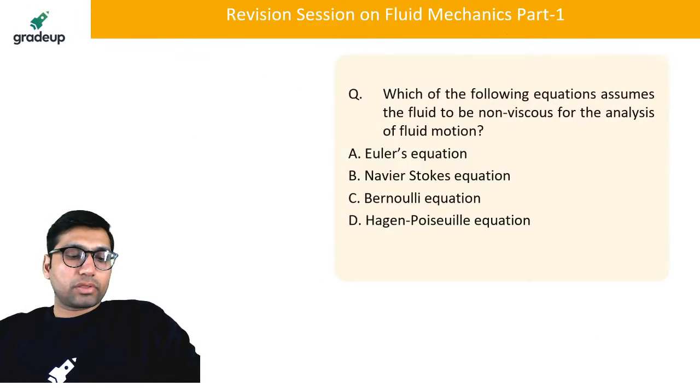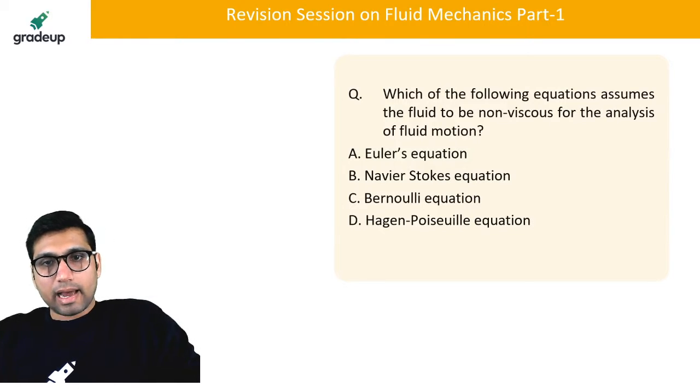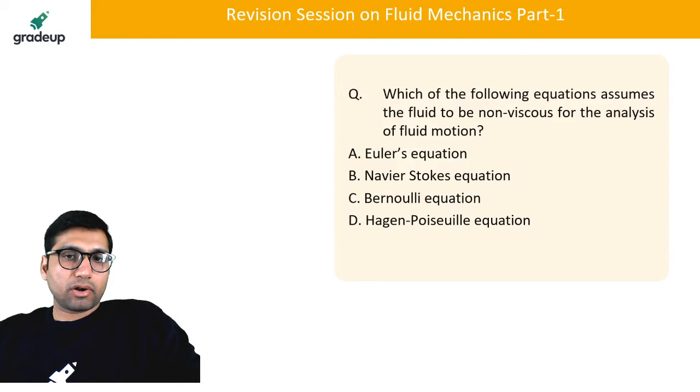Now, what is the answer for this question? Which of the following equations assumes the fluid to be non-viscous for the analysis of fluid motion? Euler's equation, Navier-Stokes equation, Bernoulli equation, or Hagen-Poiseuille equation?